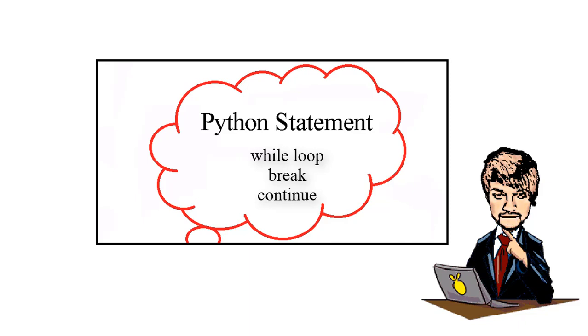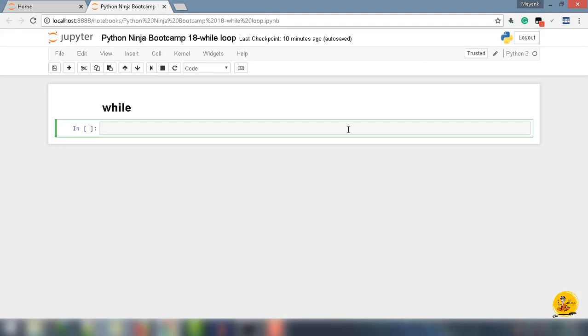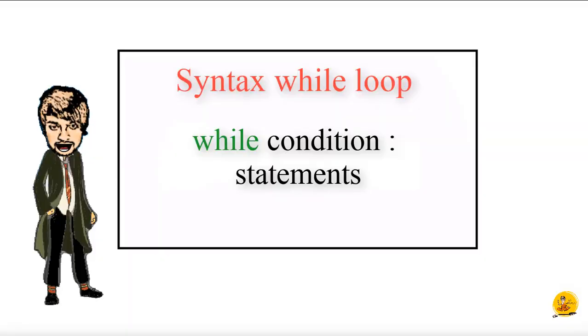In this lecture, we will learn about while loops. Let's get started. While loop in Python is used to iterate over a block of code as long as the condition is true. Let's see the general syntax of while loop in Python. So we have while condition colon, after indentation statements. In while loop, if the condition is true, the statement inside the loop is executed, and if the condition is false, the while loop gets terminated.